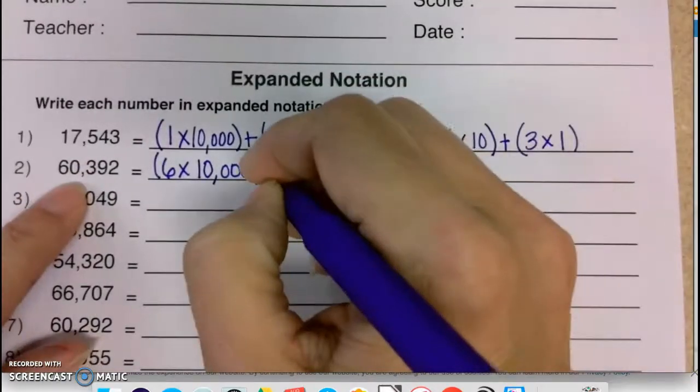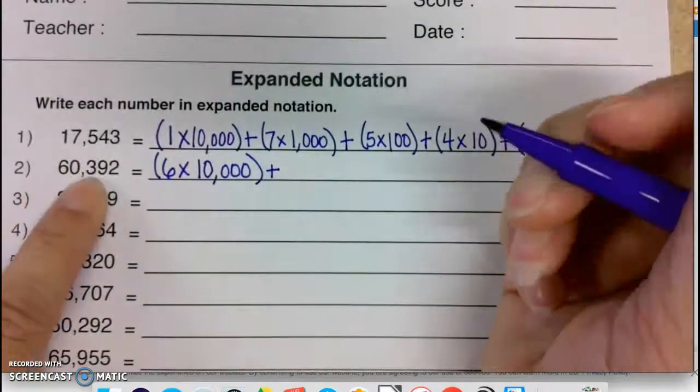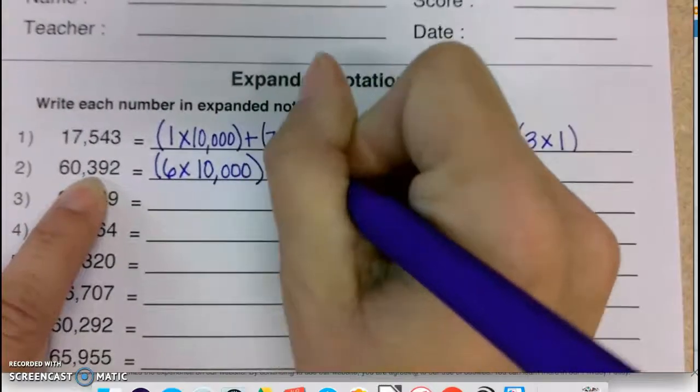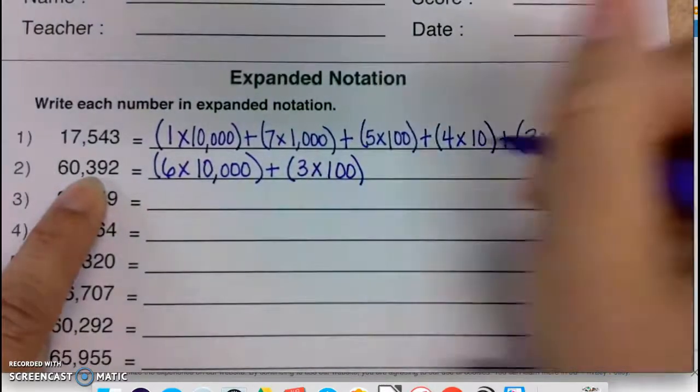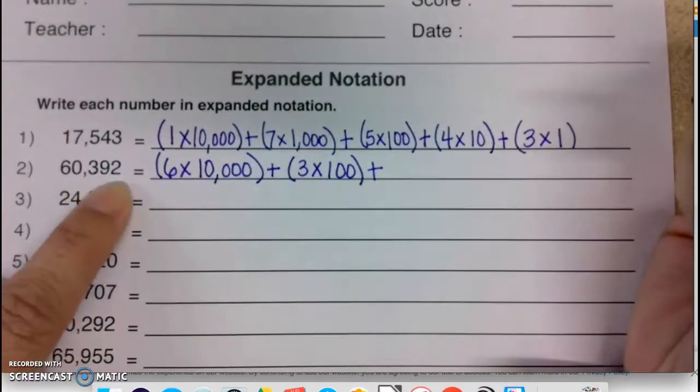Okay, our next digit is a 0, but do we need to do that one? No, so we're going to do the number in the hundreds place. What digit is in the hundreds place? 3. So we're going to do 3 times 100. Very good. And then what are we going to do next? Parentheses and a plus. Very good.